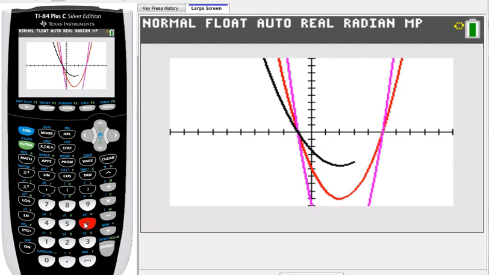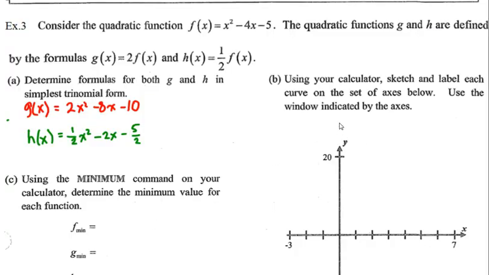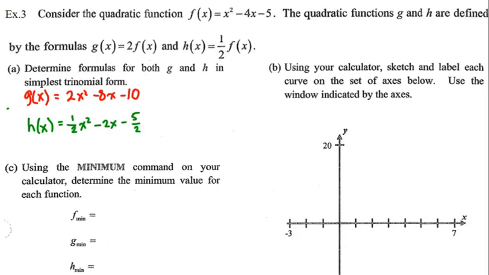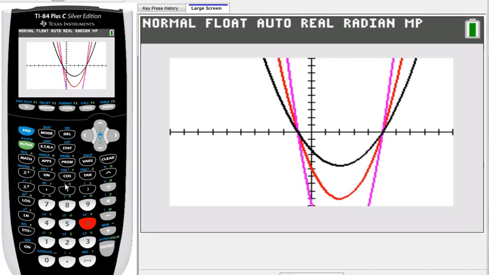The black one is compressed vertically. Now there were some instructions over here in terms of using the same window axes. So we're going to change our window to be from negative 20 to 20 in the y, negative 3 to 7 in the x. So let's shoot over here.